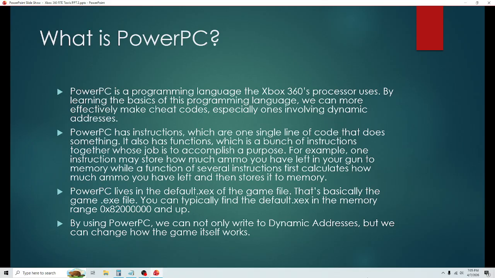PowerPC lives inside the default.xex of the game file. This is basically the game's executable file. You can typically find the default.xex in the memory range 0x8200 and up, and this is generally only on one memory range at a time. By using PowerPC, we can not only write to dynamic addresses, but we can change how the game works itself.